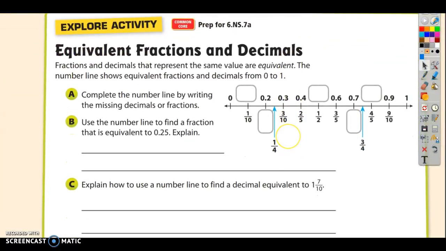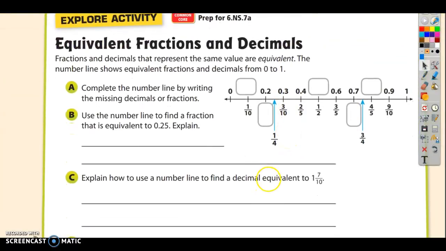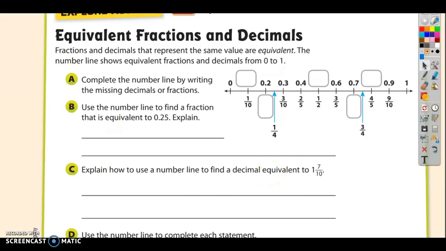Try this as best you can, and then when you're ready for hints or to check your answers, you can watch the video. Equivalent fractions and decimals. Fractions and decimals that represent the same value are equivalent. The number line shows equivalent fractions and decimals from 0 to 1. I want you to notice what it's talking about. This point right here would be 0, and this point right here would be 1. And in between 0 and 1 are a bunch of fractions and decimals.